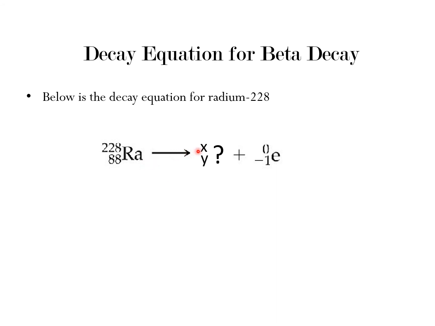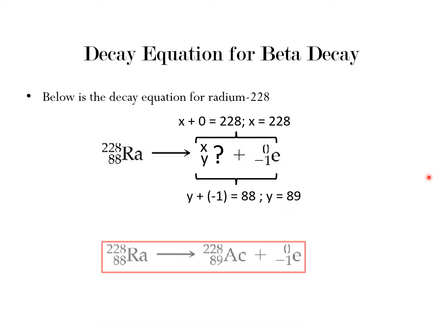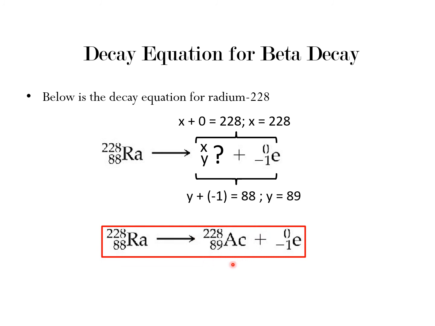To find the mass number and atomic number for the unknown daughter nucleus, we can perform simple math. x plus 0, where 0 is the mass number for the beta particle, equals 228, which is the mass number for the radium. So x is equal to 228. And y plus negative 1, which is the atomic number for the beta particle, equals 88, which is the atomic number for the radium. So y is equal to 89. The unknown daughter nucleus is actinium-228 based on the periodic table.